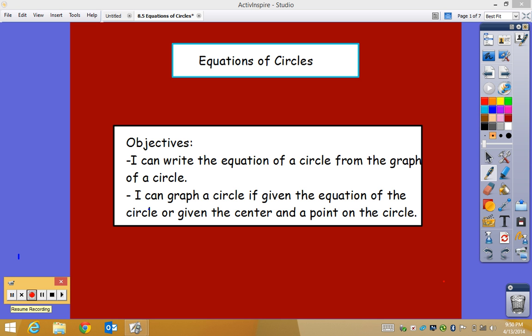So the topic of today's video is equations of circles, and our objectives for this one: I can write the equation of a circle from the graph of a circle, or I can graph a circle given the equation or given the center of the circle and another point on the circle.